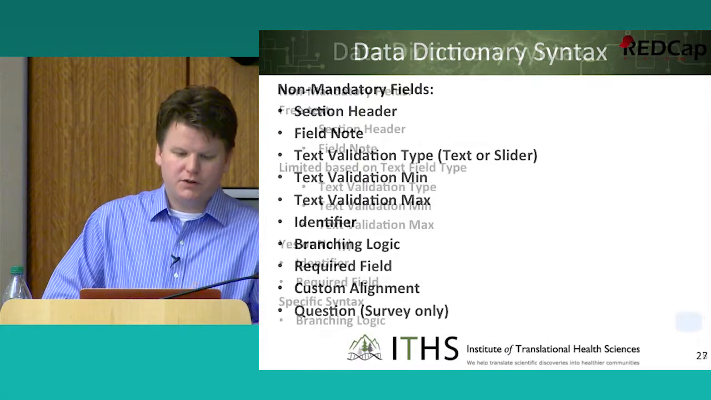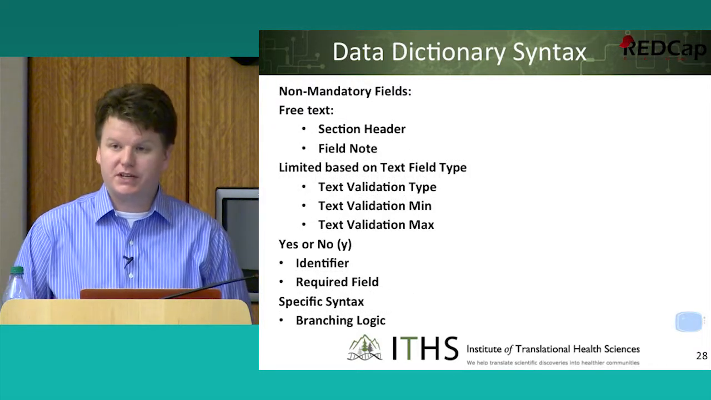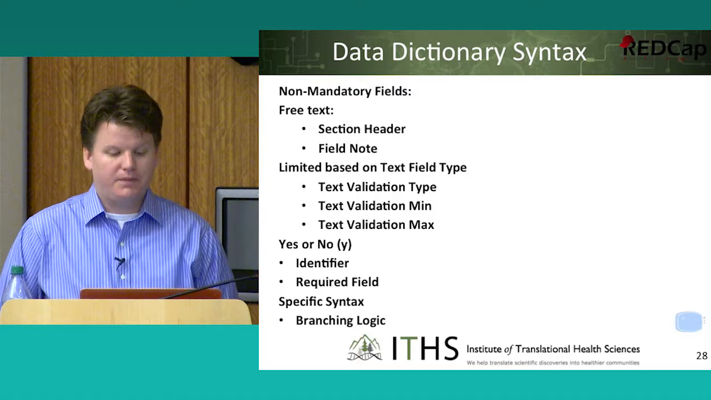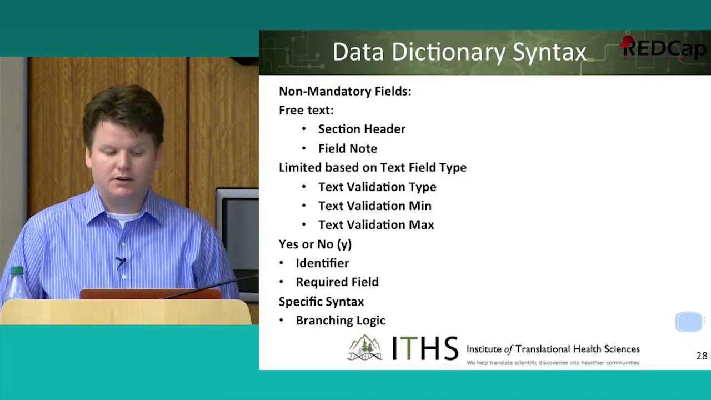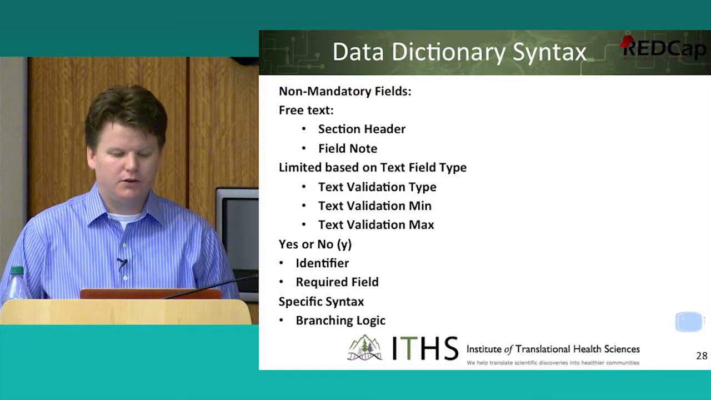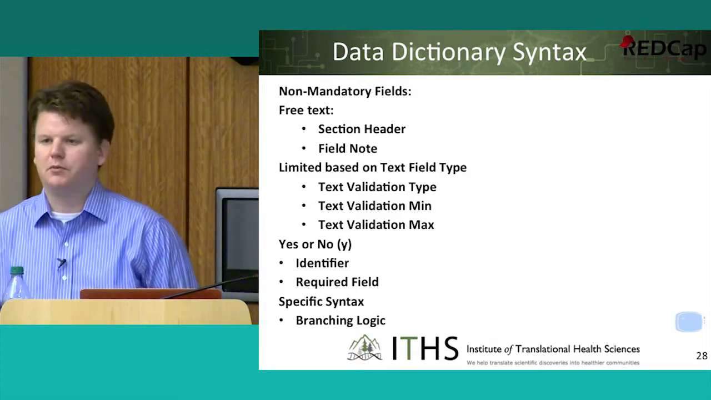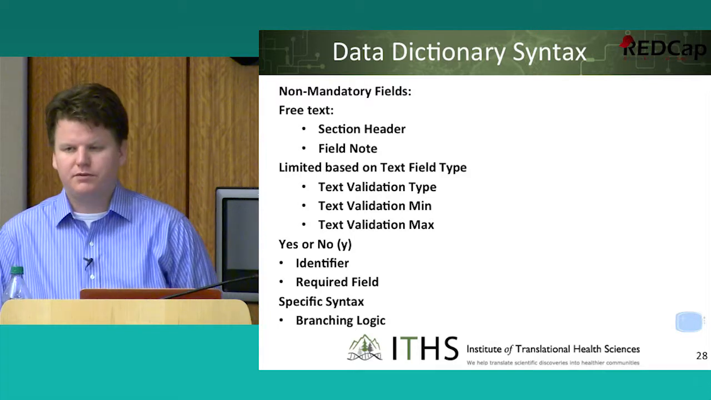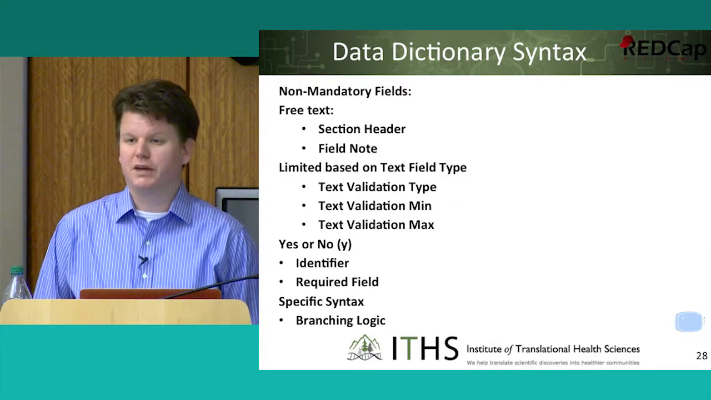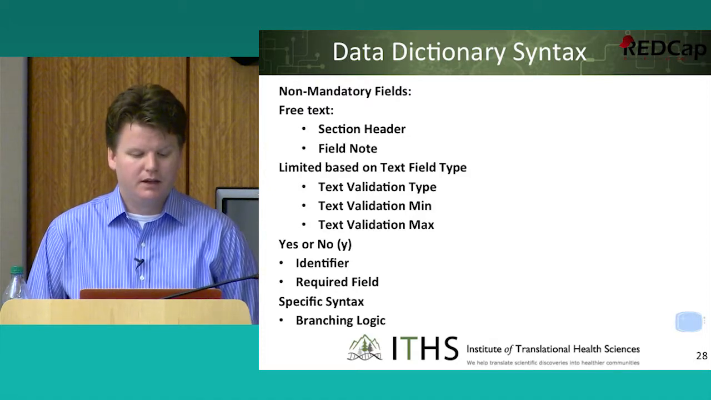So the syntax for these non-mandatory fields, section header and field notes, have free text or HTML. The text field types are limited, so there's only a certain number of field types, and the minimum and maximum validation has to match the field types. For instance, if you put 0 and 120 as a minimum and maximum for a date field validation, that doesn't make any sense. So it has to be a date at that point.